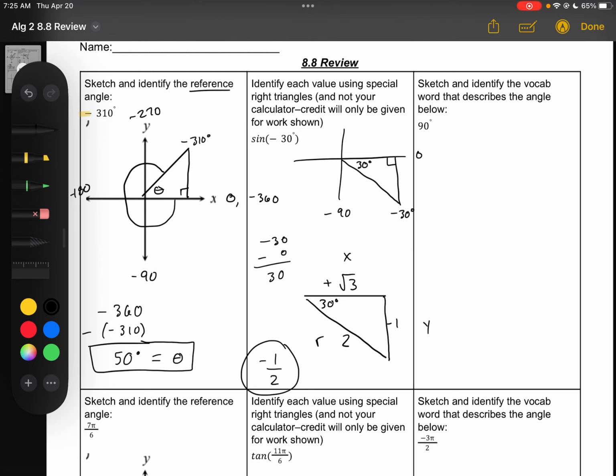The last piece here, sketch and identify the vocab word. So here we go, 0, 90, 180, 270, going in the positive direction this time, then over to 360. The angle is at exactly 90, so it's going right over the y-axis here. So that means that we are on the axis. Because it's straight up and straight down, we cannot connect this to make a right triangle because it's already straight up and straight down. It's just a line. So the vocab word that we used for this was a quadrantal angle.